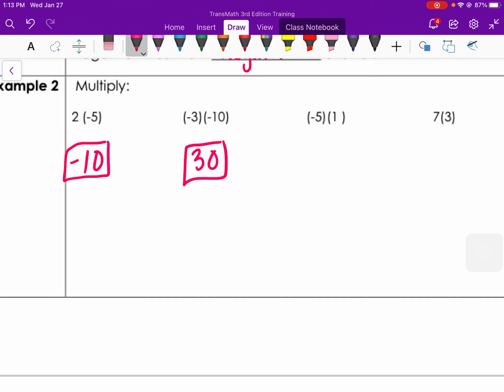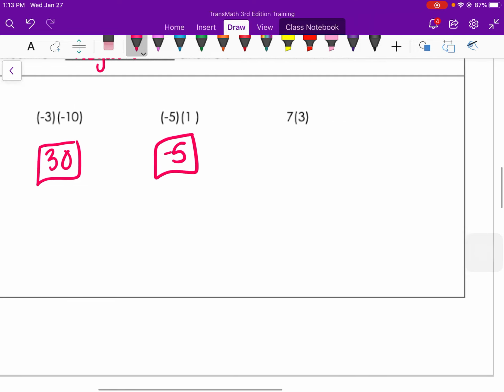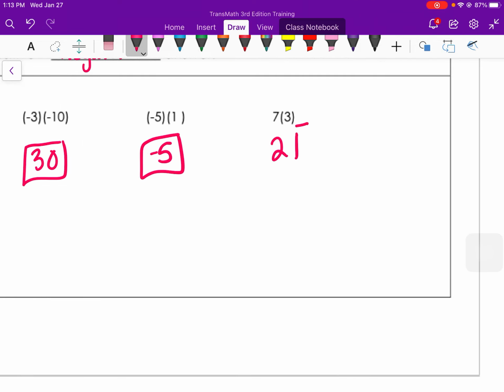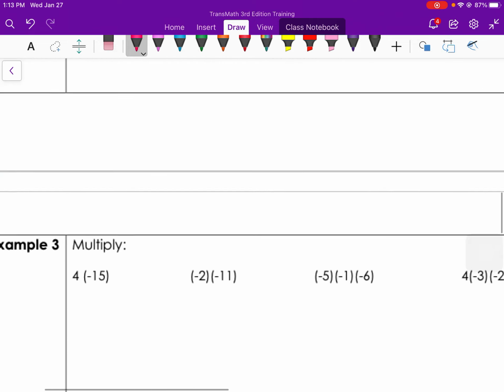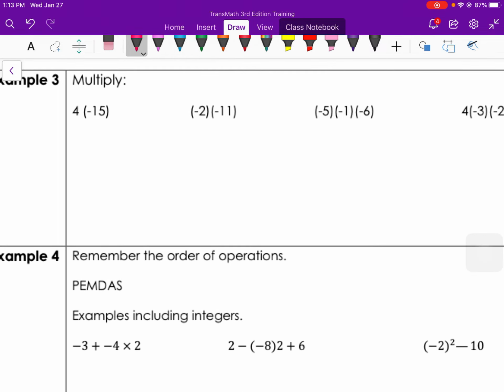Okay, negative 5 and positive 1 would be negative 5. Different signs, negative answer. 7 times 3 is 21. Positive times positive is positive. A few more. 4 times negative 15 is negative 60. I had to think about that one for a minute. Positive times negative is negative. Negative 2 and negative 11 would make positive 22. So 2 negatives make a positive answer when you multiply.